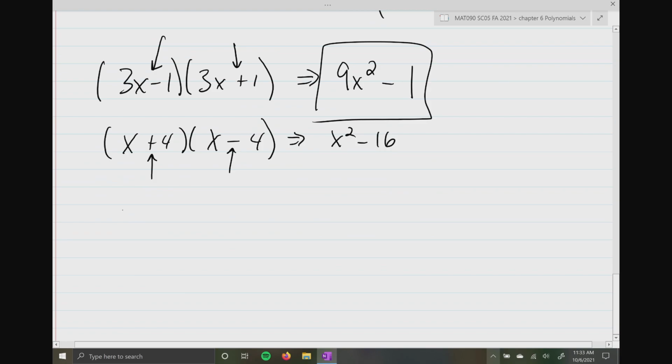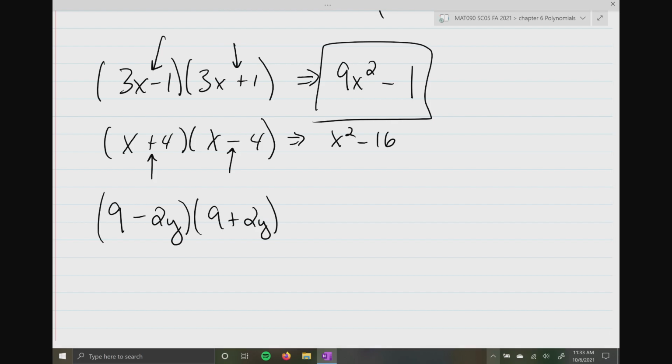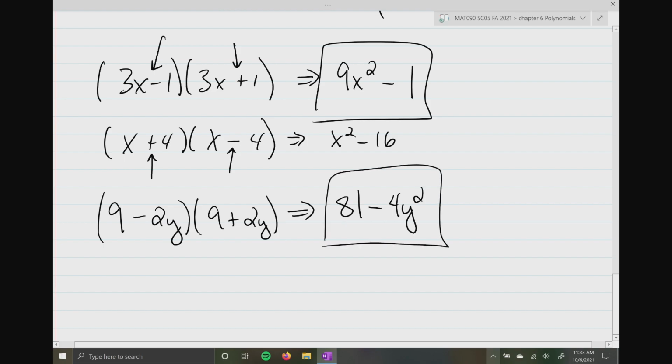Let's look at this one. Notice here the variable is actually second. But it doesn't matter because we have conjugate pairs: same terms, opposite signs in the middle. So 9 times 9 is 81. And negative 2y times positive 2y is going to be negative 4y to the second power. All right?